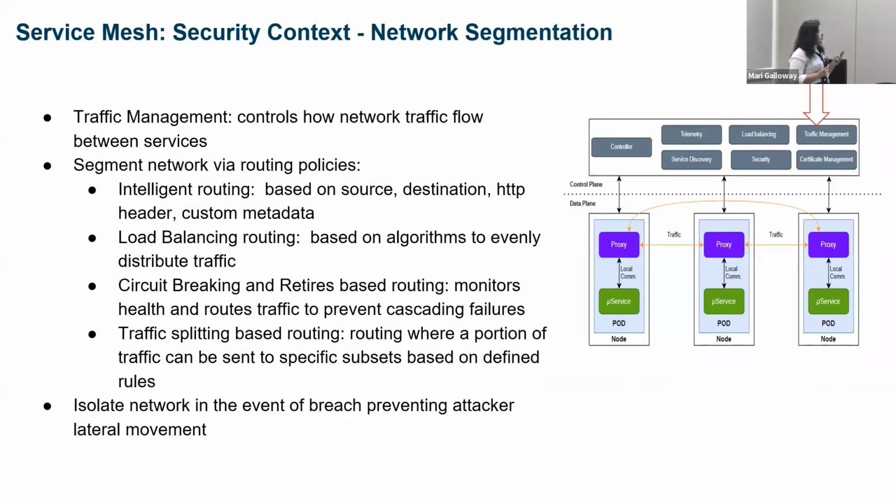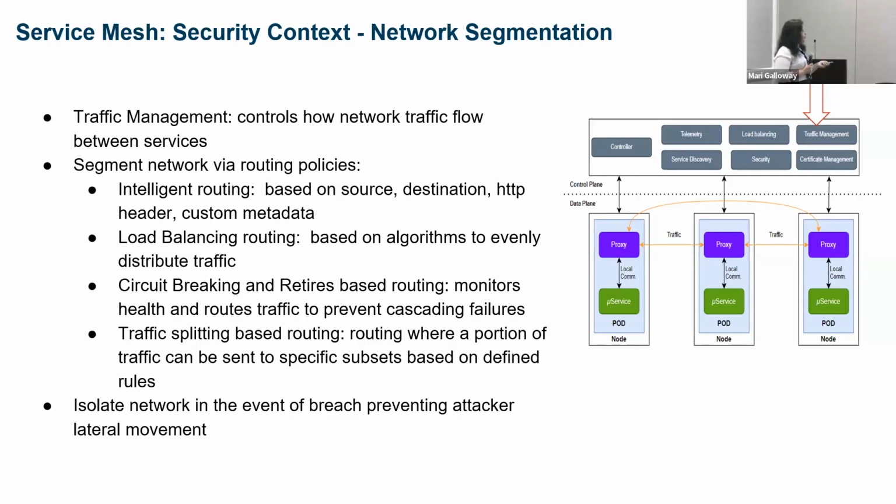Okay, network segmentation. This is another feature provided by service mesh. The service mesh provides a traffic management feature, and this traffic management controls how the network flows between the services across the entire mesh. The traffic management feature can provide network segmentation via several routing policies. Some of the routing policies provided with service mesh are intelligent routing, load balancing routing, circuit breaking or retry-based routing, or traffic splitting routing. These can be used depending on what your need is.